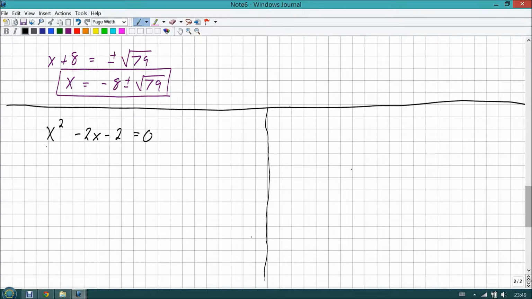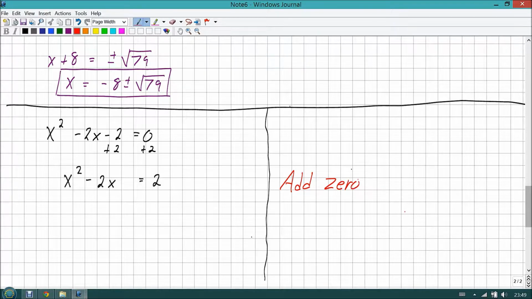To do this, first I isolate my x squared minus 2x from the rest of my equation. So I'm going to add 2 to both sides. And that gives me x squared minus 2x is equal to 2. Now, here's where I add 0. This is the most important step.